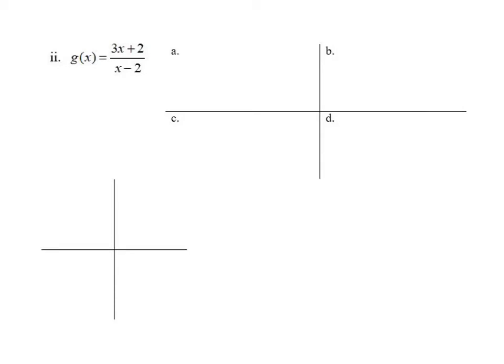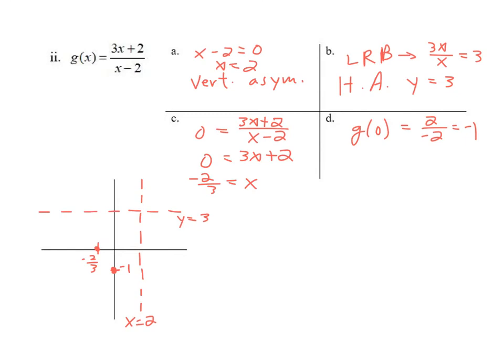See if this was what you got in the boxes. So here is the information we have. I found a vertical asymptote at x equal to 2, horizontal asymptote at y equal to 3. We've got an x-intercept of negative 2/3. As you can see, we just end up setting our numerator equal to 0, and then our y-intercept is negative 1. So I've marked all that over here.